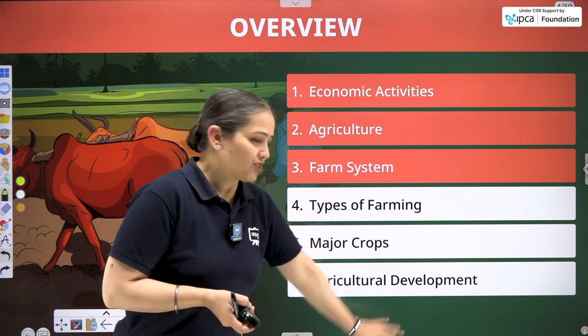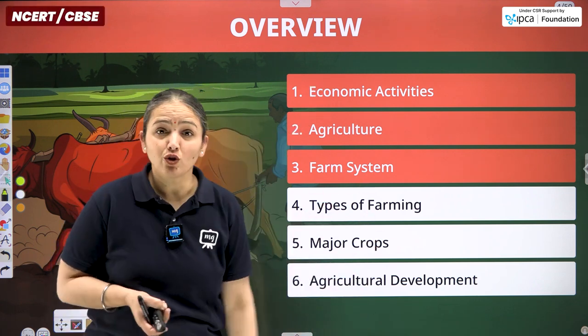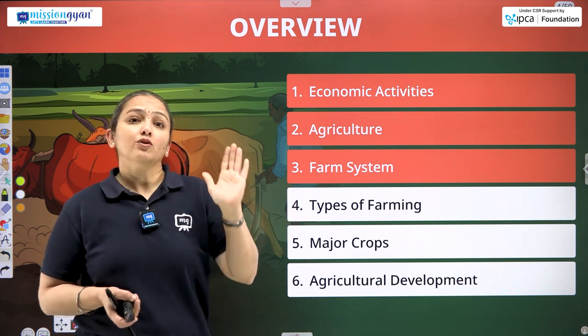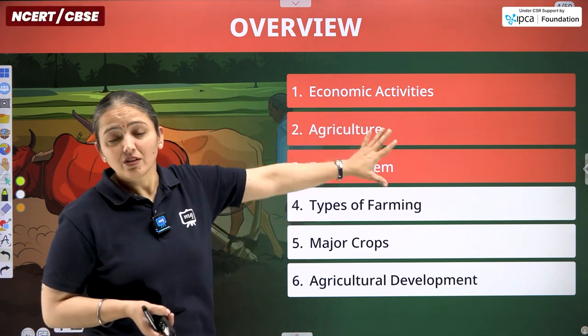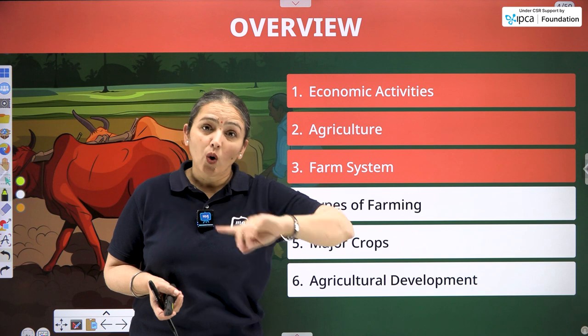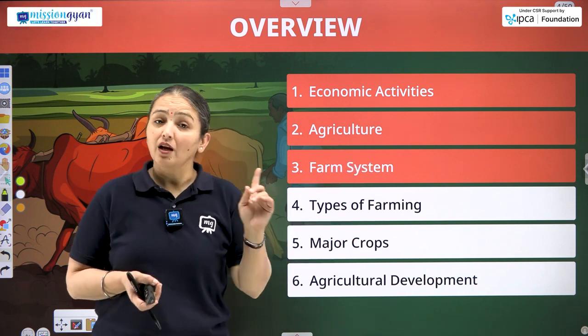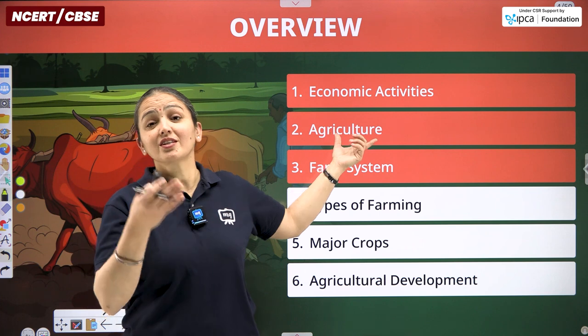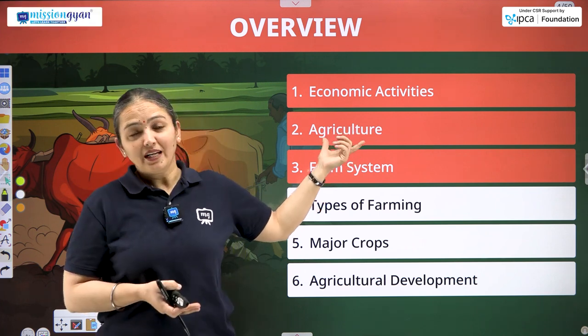Major crops, agriculture development. So these are the few major topics that we are going to discuss in the entire chapter. But in today's class, we are going to cover these three. So we will discuss all three types of economic activities along with the concept. We have to do it because this is the main topic of our chapter, that is agriculture.